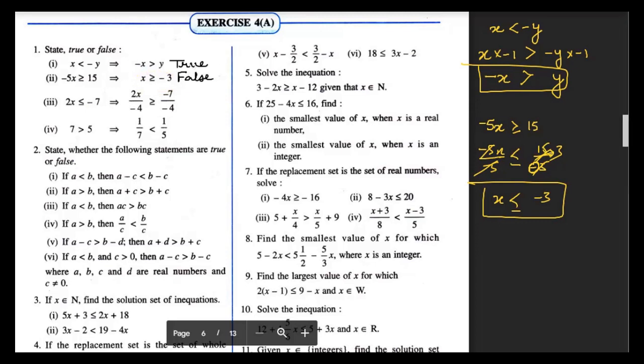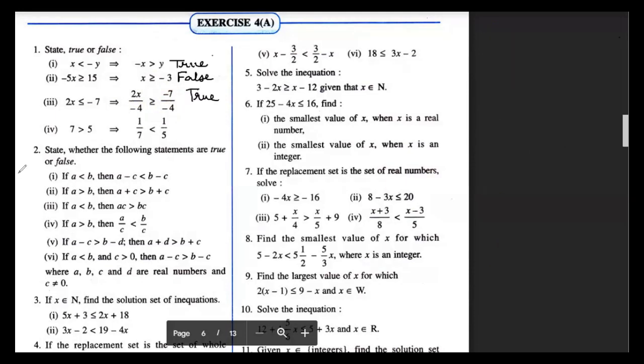Simple. Number 3: 2x less than equal to -7. Does that mean this? Here, if you see, they have divided both the sides with -4, a negative number. So if I divide 2x with -4 and also -7 with -4, that means I have divided it with a negative number and hence this will become greater than equal to, and that is written over here.